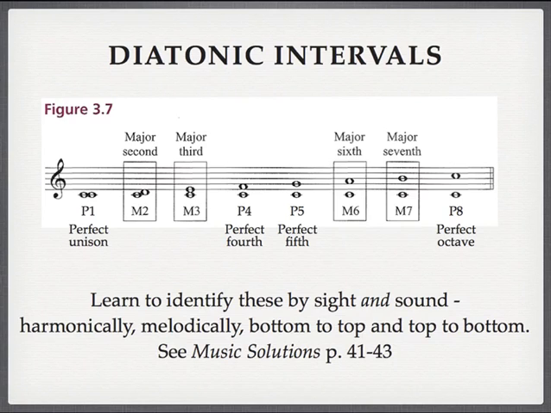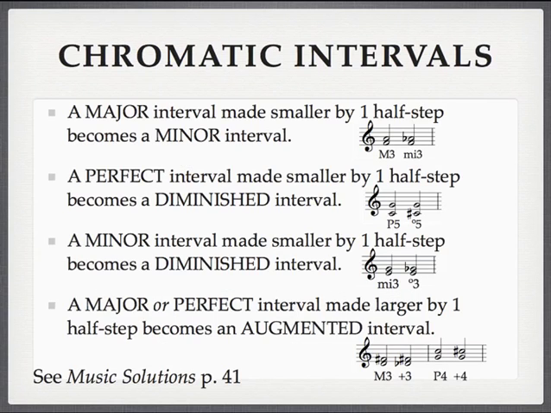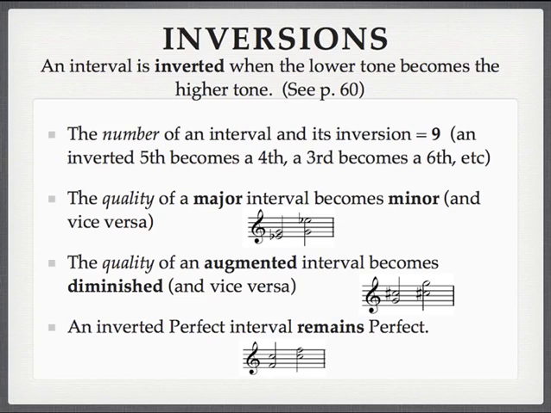A diatonic interval is an interval in which the top note is in the scale of the bottom note. There are perfect and major diatonic intervals. The perfect intervals are 1, 4, 5, and 8, and the major intervals are 2, 3, 6, and 7. If the top note of an interval is not within the scale of the bottom note, then it's called a chromatic interval. And the chromatic intervals may be minor, diminished, or augmented.